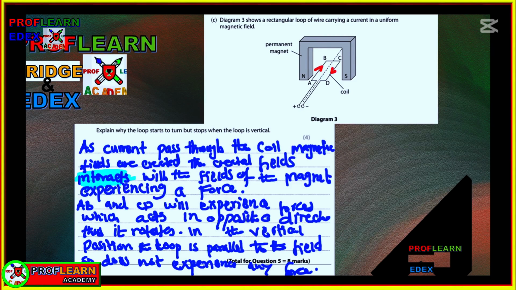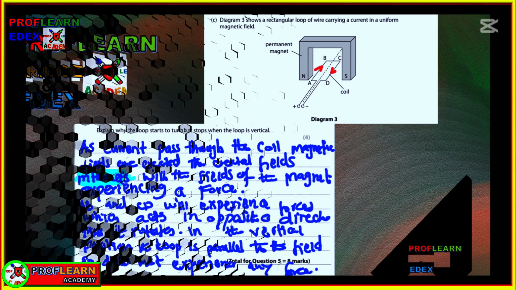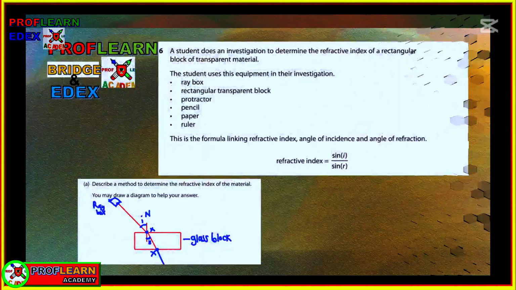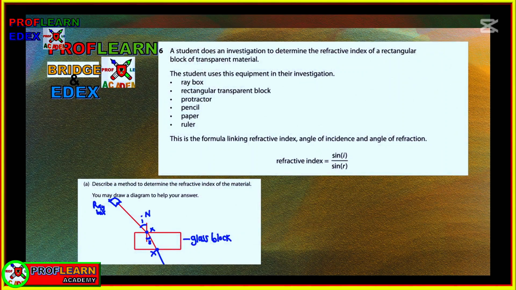Moving to the next question, here we are going to look at the topic of refraction of light. You are told that a student does an investigation to determine the refractive index of a rectangular block of a transparent material. The student uses the following equipment: a ray box, a rectangular transparent block, a protractor to measure the angles, a pencil to draw the outline of the glass block, and the paper on which the glass block will be laid.